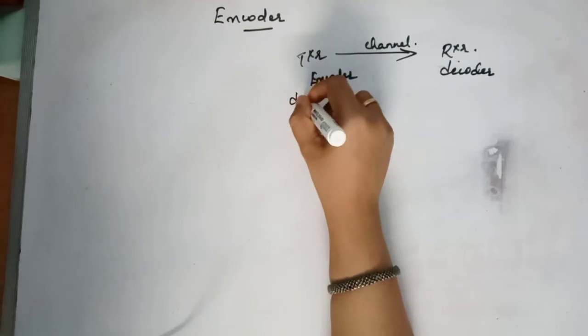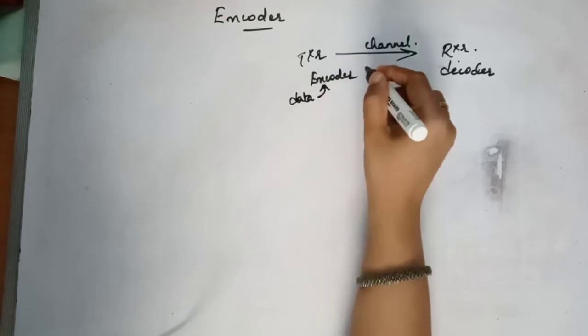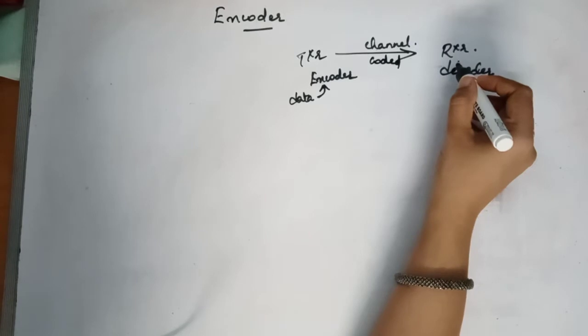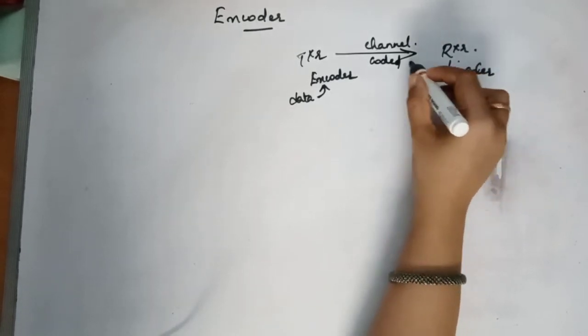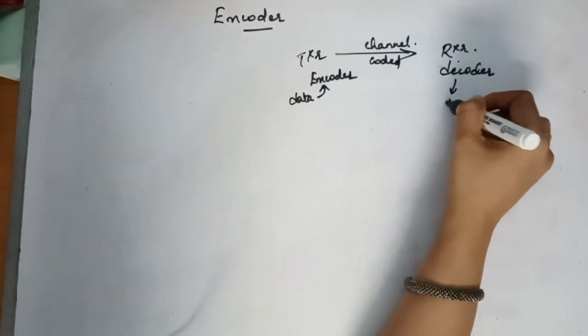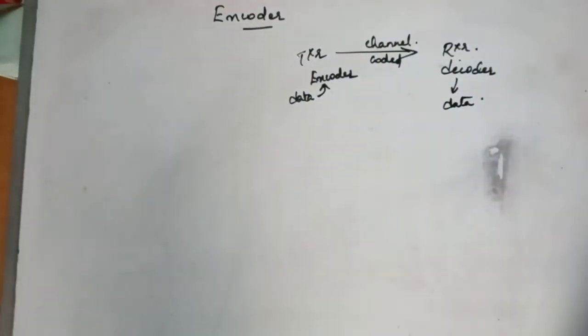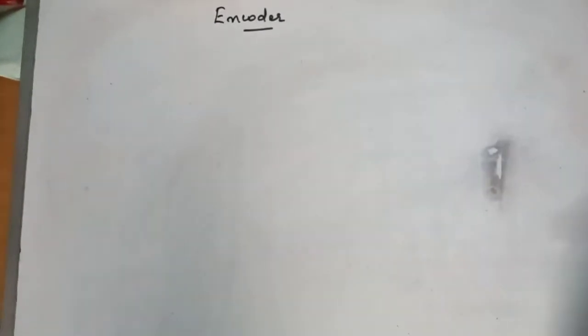Here you have the data. This data is given to the encoder. Encoder will code the data and the coded data will travel through the channel to the receiver. At the receiver you have a decoder. Decoder will decode the coded message and will give you the actual data. So this is a normal, very simple communication system. So for this you should know what a digital encoder and a digital decoder is.